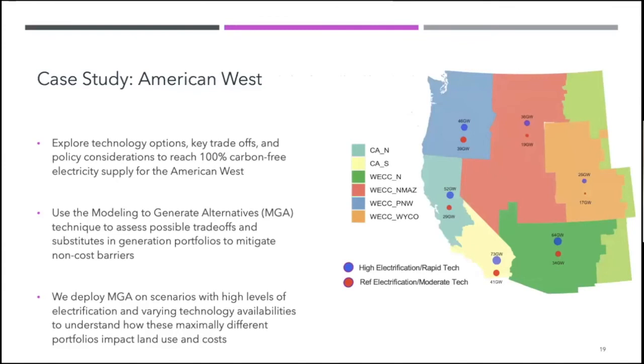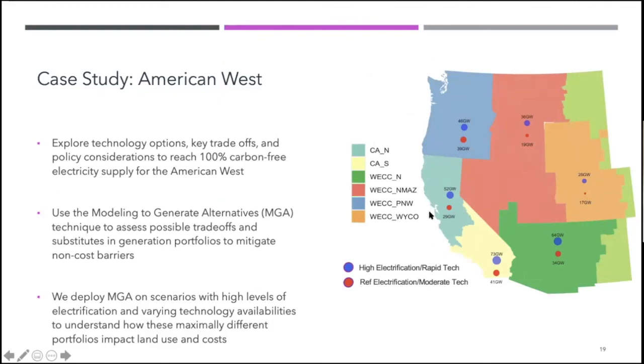We apply this formulation then for the American West. So we divide this WECC energy system into 6 zones. And for each of these zones, we assume that transmission within the zones is not constrained, but transmission between the zones is constrained.